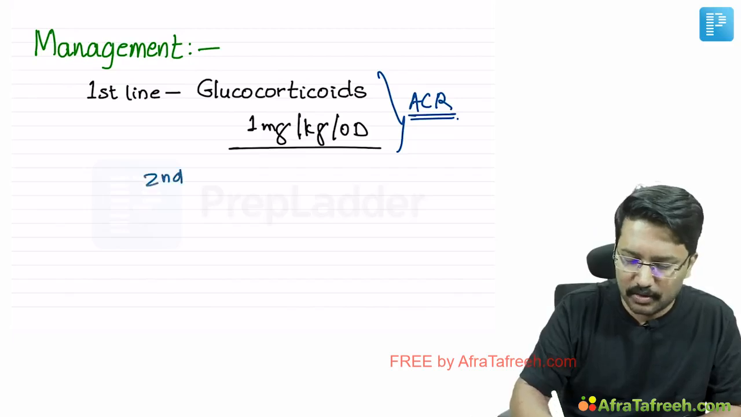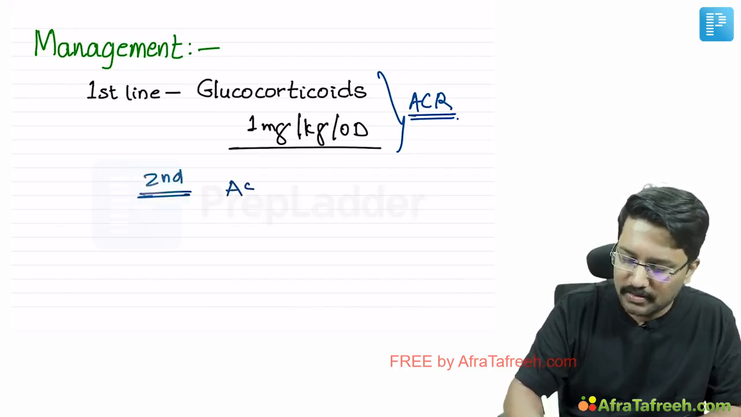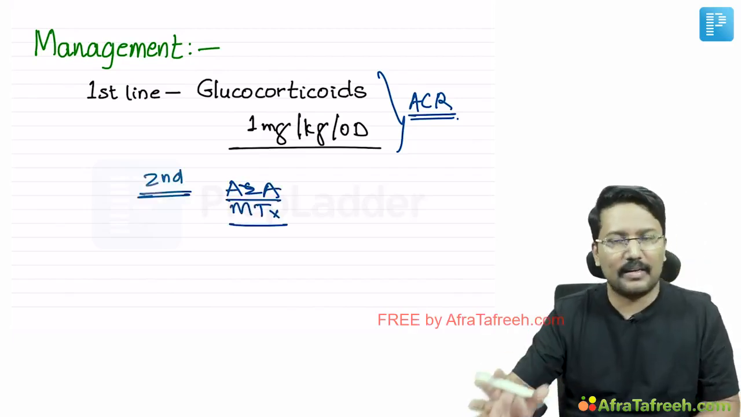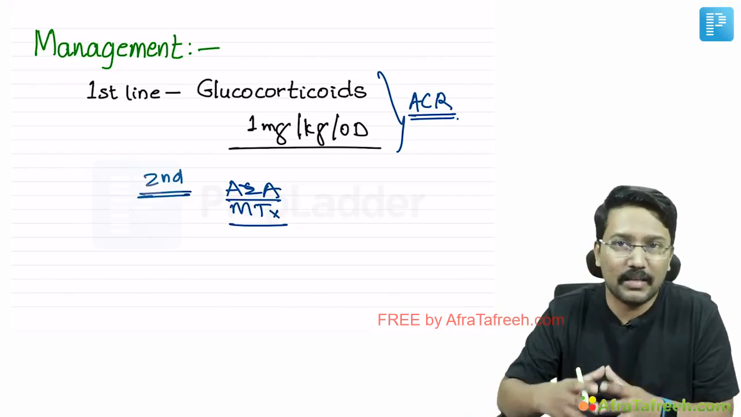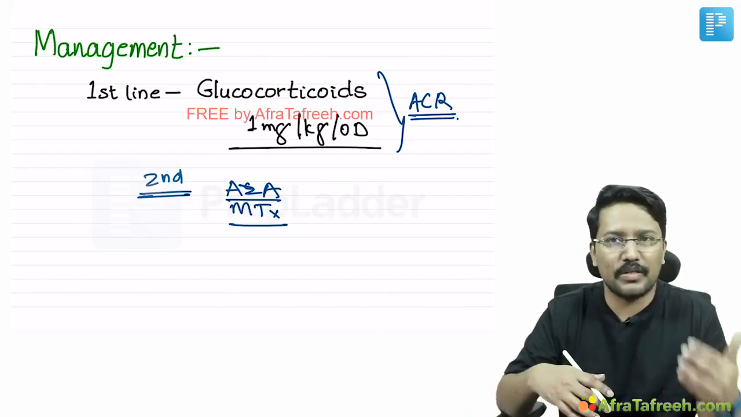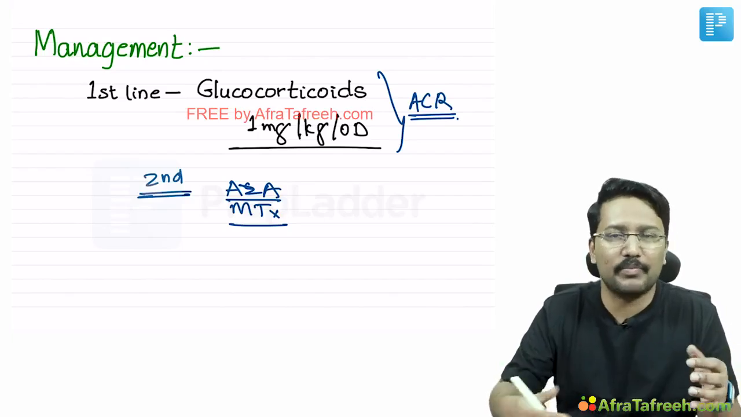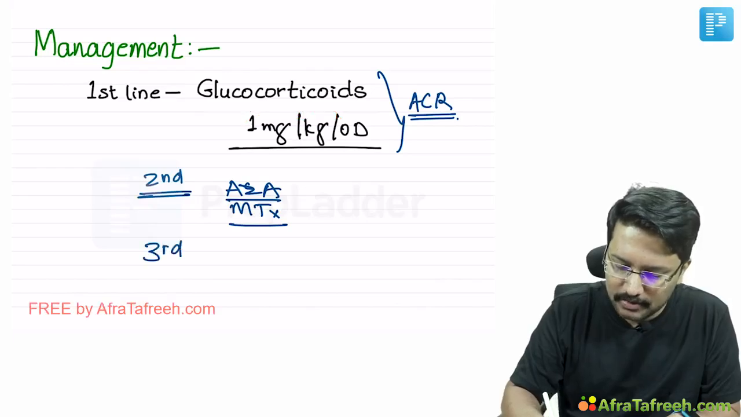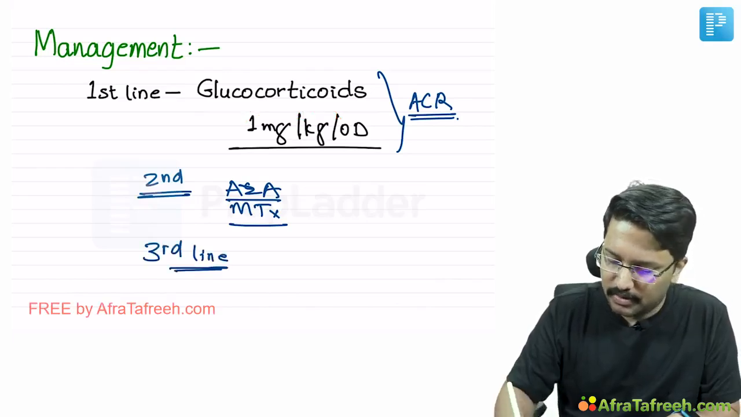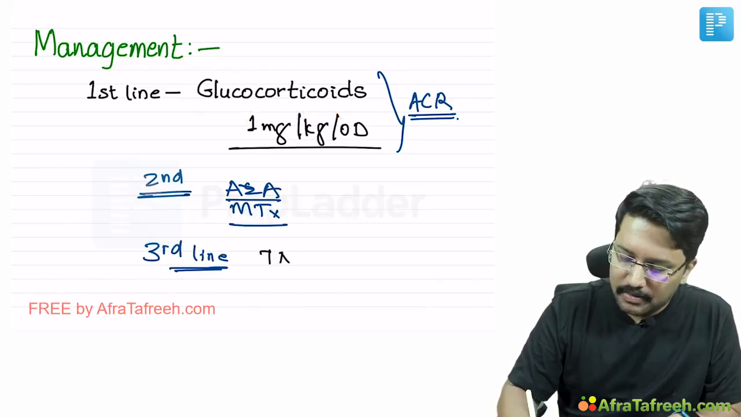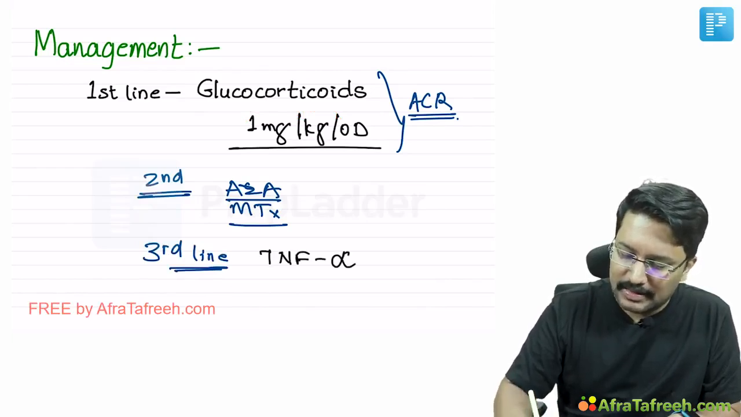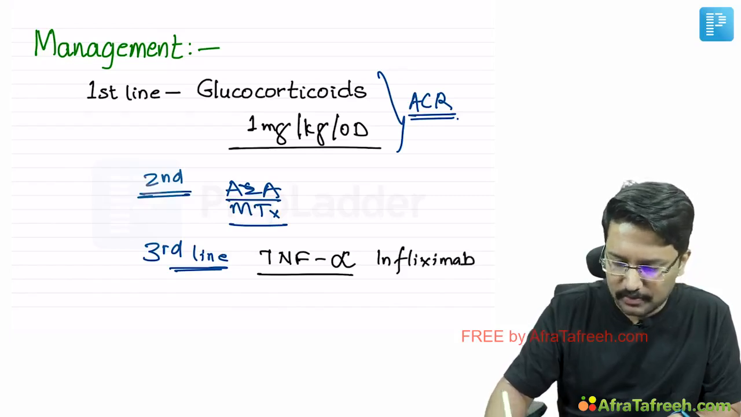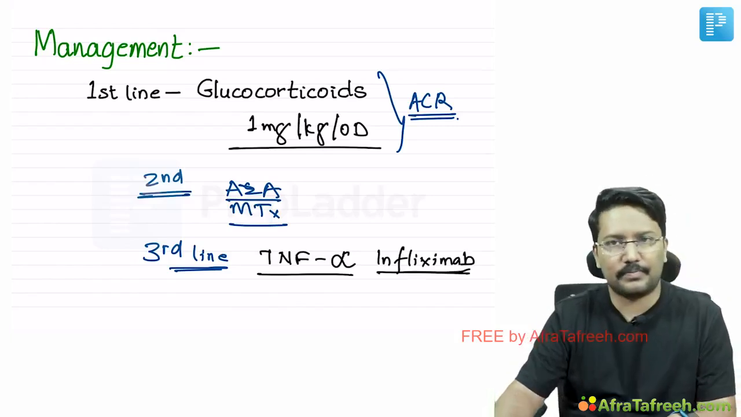What are the second-line agents I'm talking about? Mostly azathioprine or methotrexate. These can be used as second-line agents. When the disease activity is persistently high despite an optimal dose of steroids, as well as adding second agents like methotrexate or azathioprine, you can go for a third line agent. One point I want you to remember here is that anti-TNF alpha drugs like infliximab have shown excellent results in patients with Takayasu arteritis. So that can be used as a third line agent.